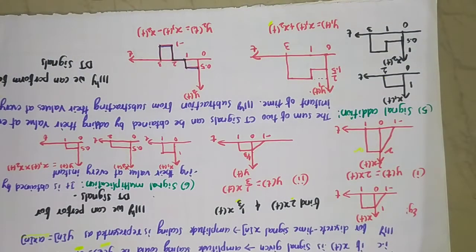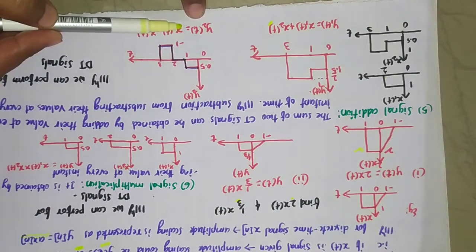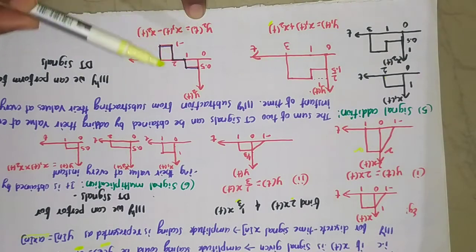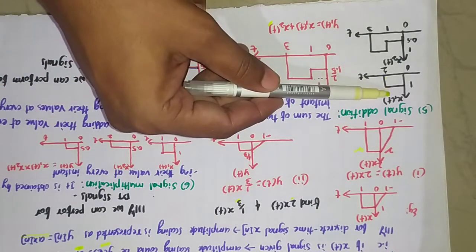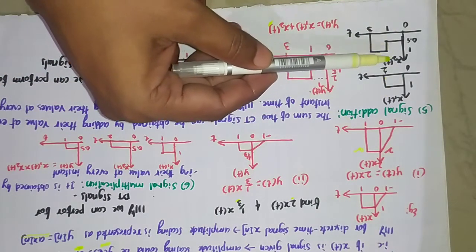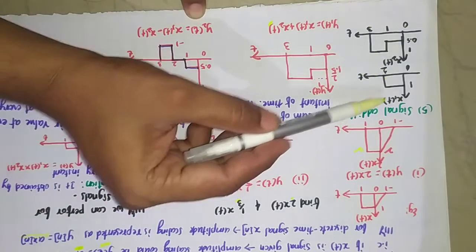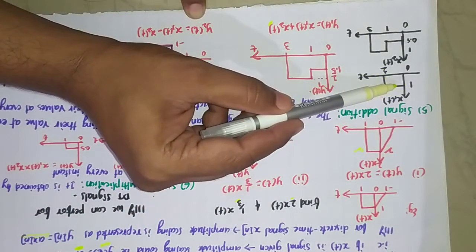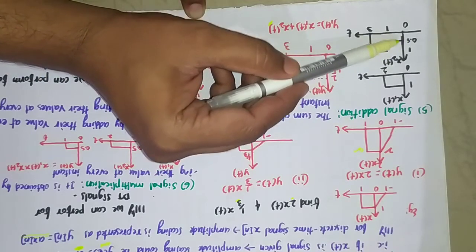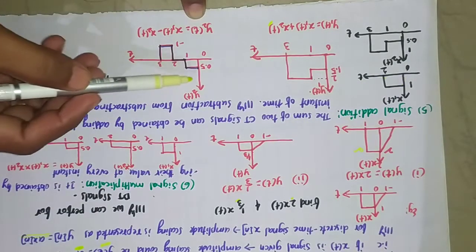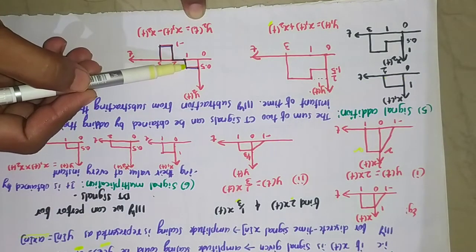And you will take subtraction also. So subtracting, that is calculating y2 of t. y2 of t is nothing but x1 of t minus x2 of t. This is also a part of signal addition. So we have to subtract x2 of t from x1 of t. So x1 of t is 1 from 0 to 1. Here x2 of t is 0.5 from 0 to 1. So 1 minus 0.5 will be 0.5 up to 1.